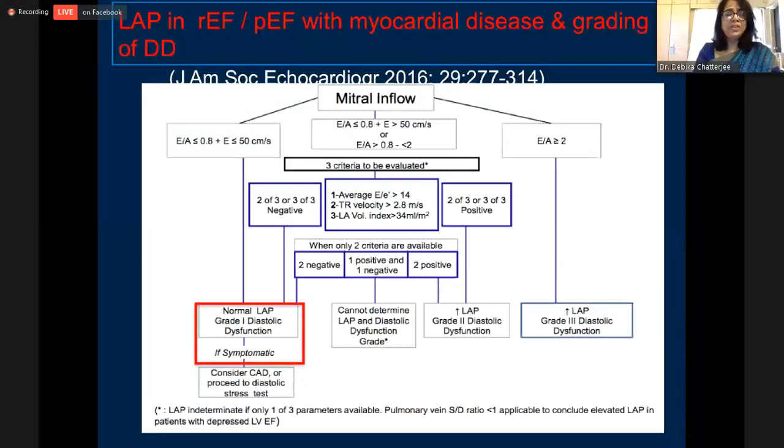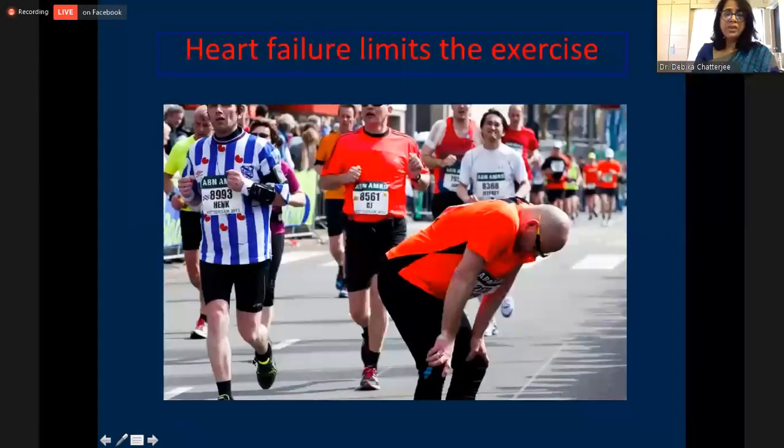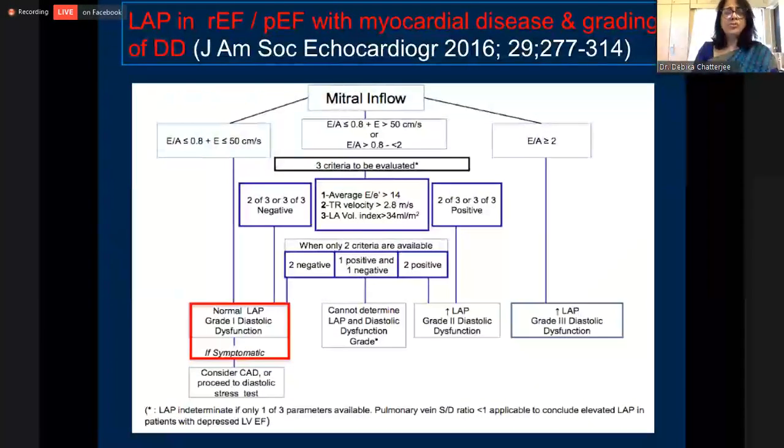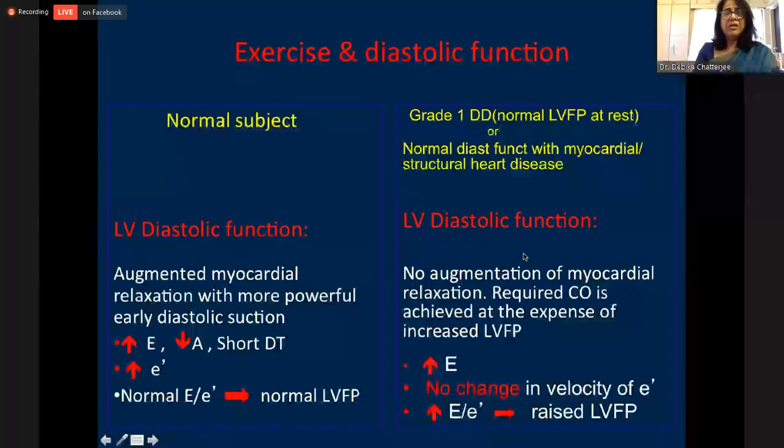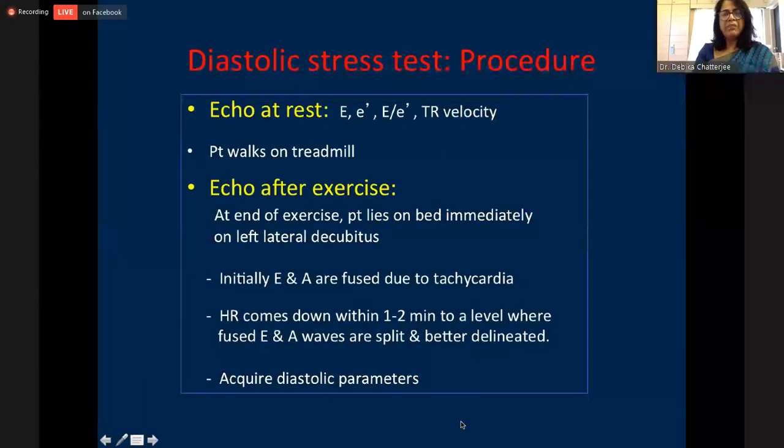Now let us look at this group of patients. In spite of grade 1 diastolic dysfunction, they become symptomatic, especially when they do exercise. So in these cases, we consider a diastolic stress test to find out whether they are in early failure, HFpEF. This is because there is no augmentation of myocardial relaxation in this group. So the E wave rises, but no change in the E prime, increasing the E by E prime ratio.